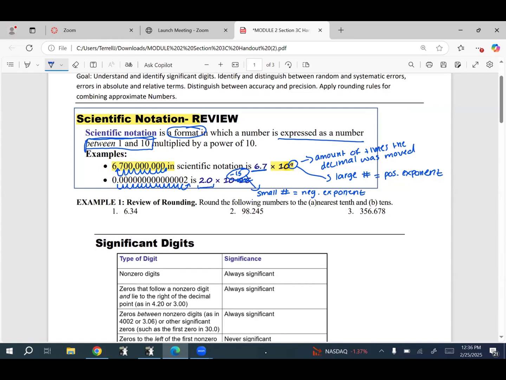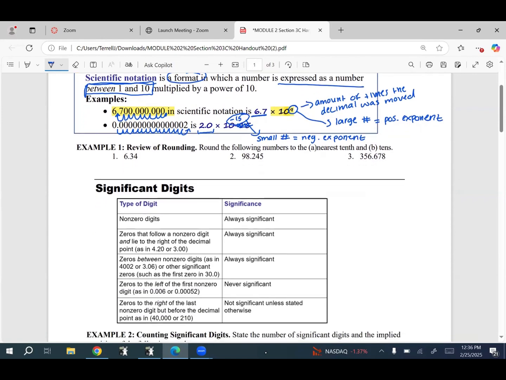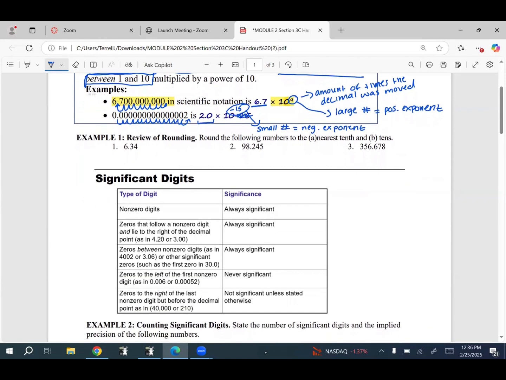Okay. So let's go ahead and look at this review of rounding here. It says round the following numbers to the nearest 10th and then also to the tens place. So we'll do maybe 1 or 2 to see if we get the hang of this. Let's say I'm doing part A, the nearest 10th. So if you're looking at 6.34, the number in the 10th place is a 3.